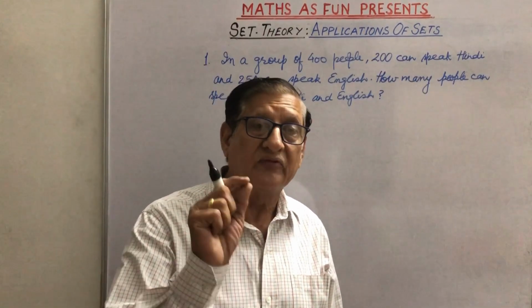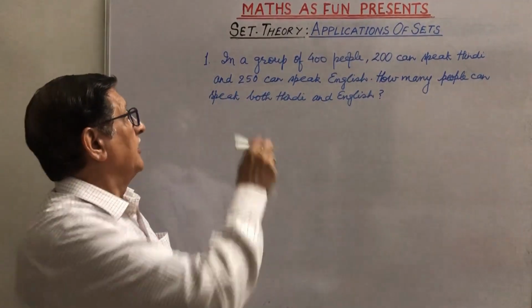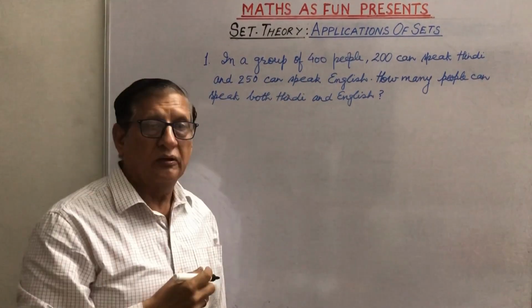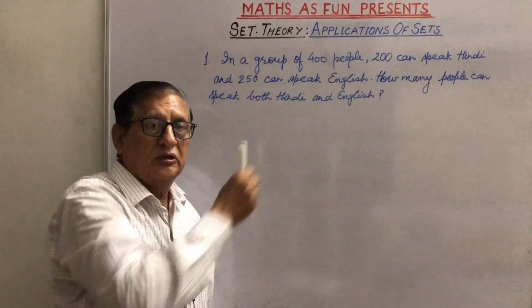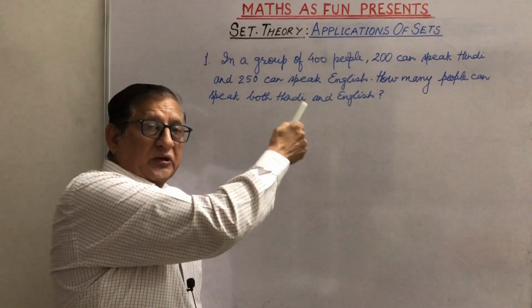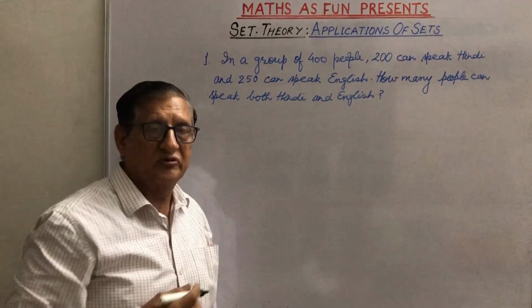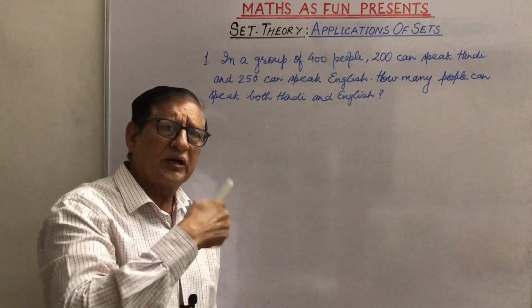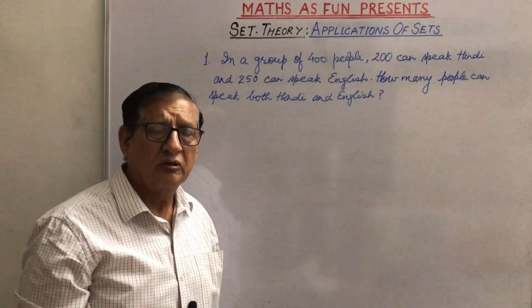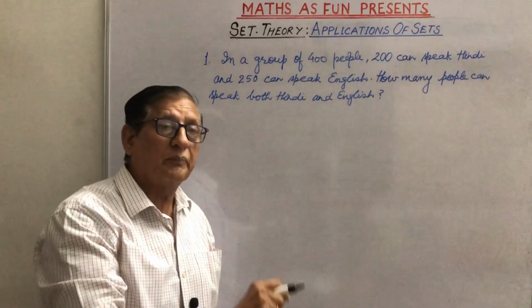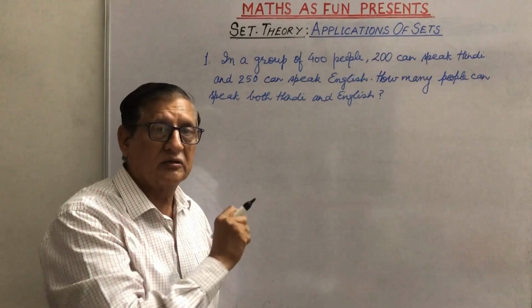The first problem we are going to discuss here is, in a group of 400 people, 200 can speak Hindi, 250 can speak English. Then how many people can speak both the languages? This problem can be solved by arithmetic method also. But when we want to apply the sets to it, what we can consider?